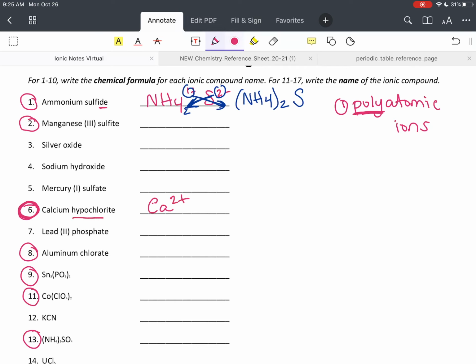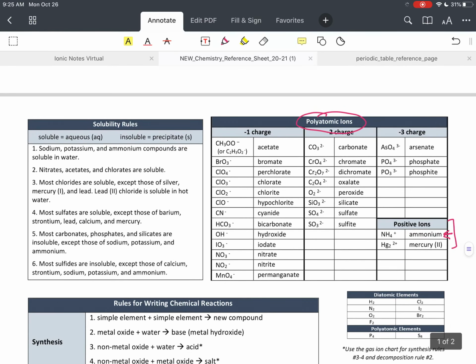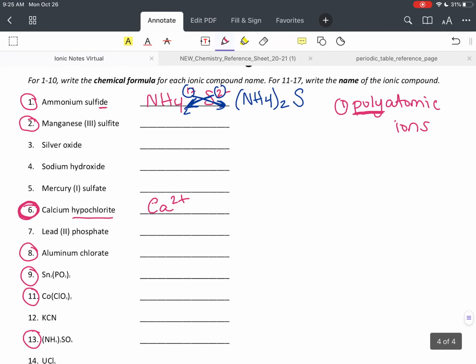And then I have this hypochlorite. That definitely does not sound like an element. So I'm going to look here at my reference sheet and I'm going to look for hypochlorite. And here it is right here. Okay, so it's ClO 1 minus. So I'm going to write ClO 1 minus. Okay, I saw a lot of people get this part right, and then when you went to write your formula, we got a little confused with the polyatomic ion part.